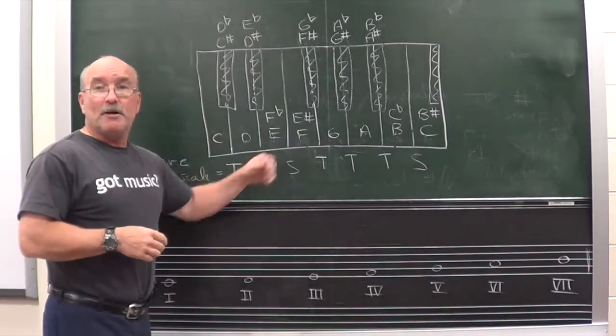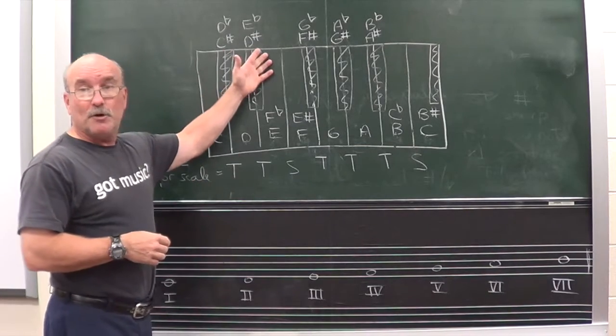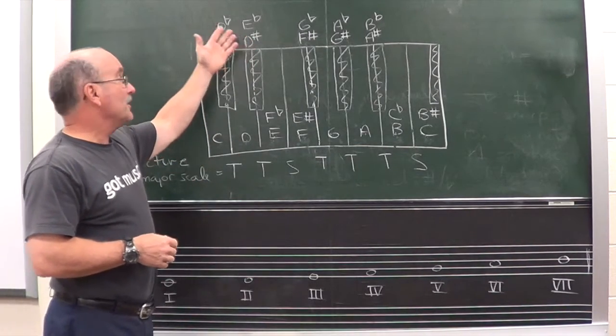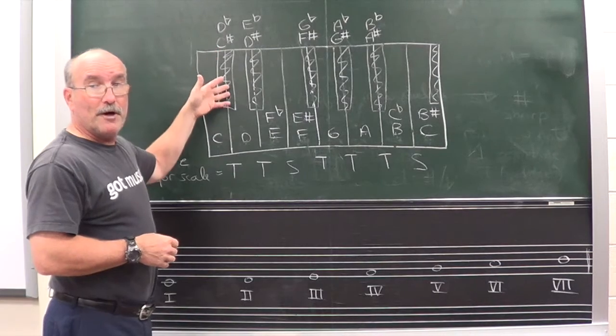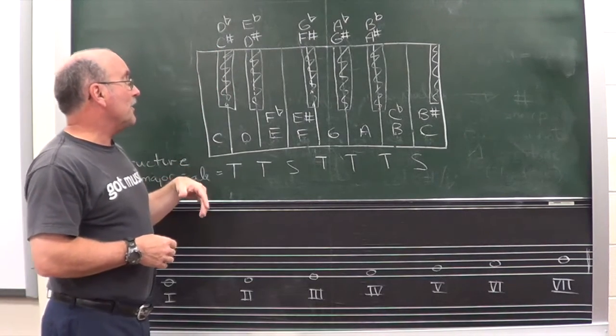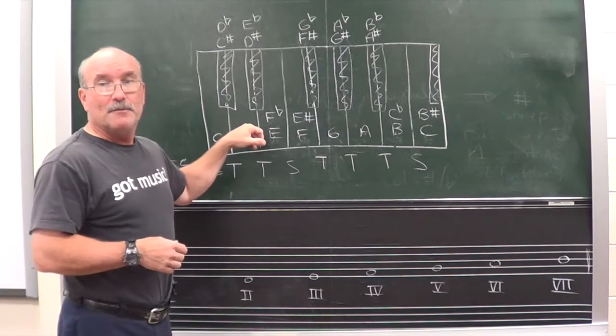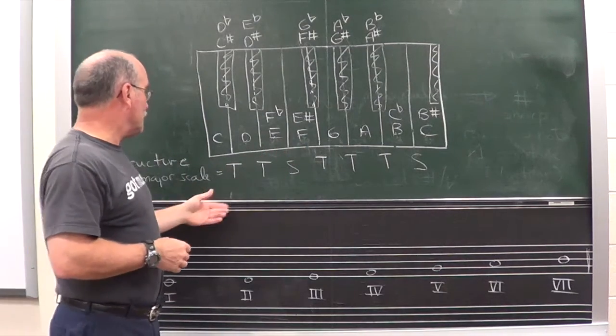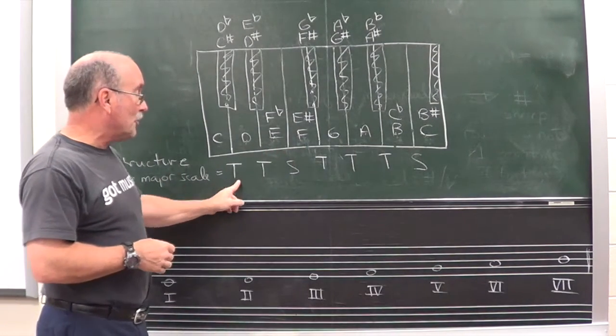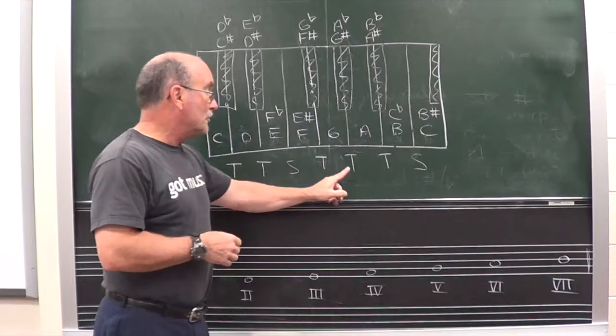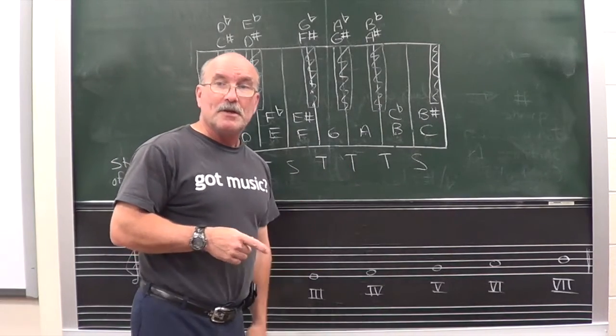Now we talked about the piano keyboard. We talked about enharmonic equivalents, i.e. the notes that have two names for every note. We talked about tones. And with that we were able then to determine the structure of a major scale, which is tone, tone, semitone, tone, tone, tone, semitone.